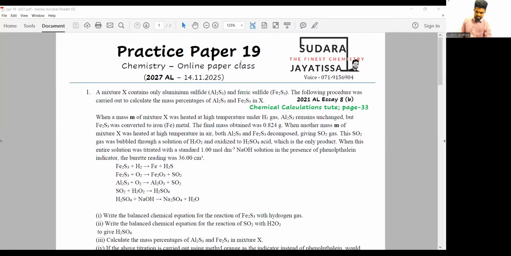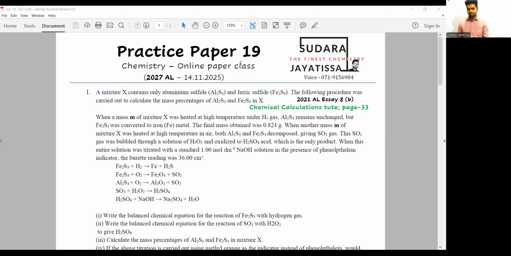The question says that there is a mixture called X which contains two compounds, aluminium sulfide and ferric sulfide, Al2S3 and Fe2S3. The following procedure was carried out to calculate the mass percentage of Al2S3 and Fe2S3 in X. So that's the target. When a mass M of the mixture X was heated at high temperature under hydrogen gas, Al2S3 remains unchanged, but Fe2S3 converted into iron.